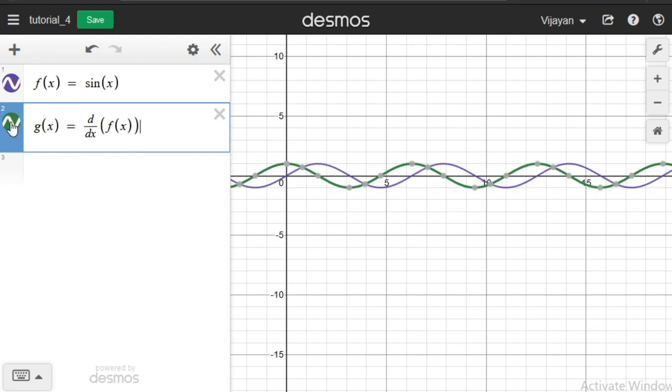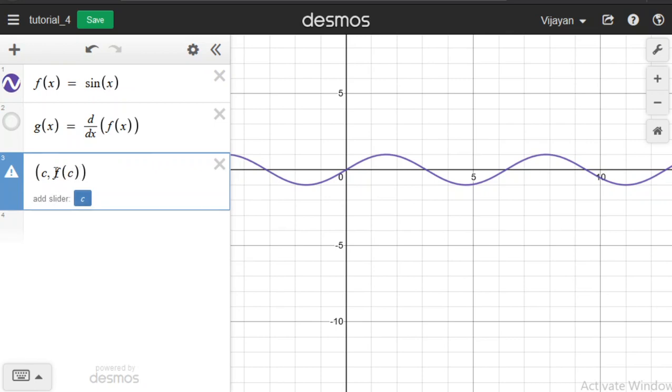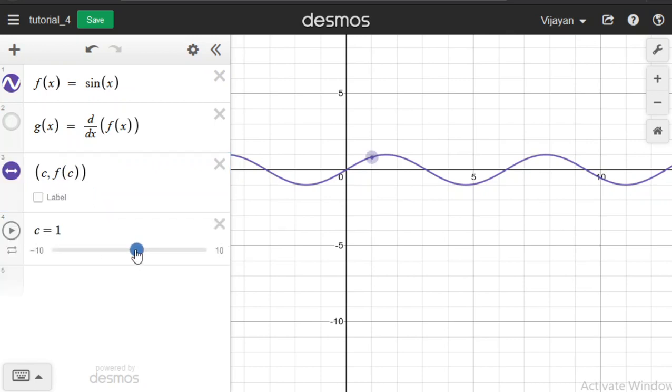Now we don't want to display g of x, so we switched it off. The sine is getting displayed, very nice, but we don't want to display g of x, that is the derivative of sin x. Now we will add a tangent point. The tangent point can be added by using an ordered pair c comma f of c. So this is a tangent point. If I add a slider to it, you see, if I move the slider, this point is moving along the curvature of the sine. So this is the tangent point. We will find the tangent of the sine curve at all these points where it is moving.